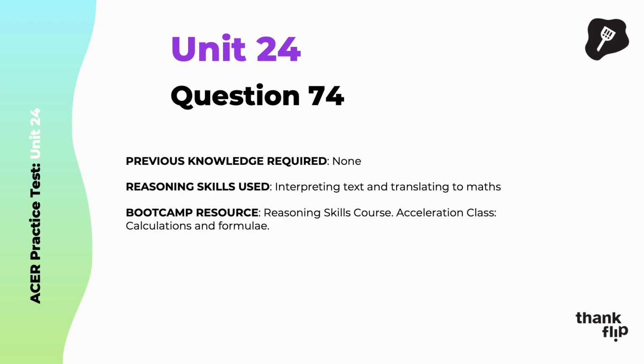So for this question, all the information that you needed was provided to you, and the reasoning skills that you needed to use were being able to interpret that text and translate that to a little bit of maths. Now, there is a half-life formula that you could use as previous knowledge. However, it wasn't necessary in this question, because it would have honestly taken longer for you to figure out that equation and solve it that way than by just doing the method that was shown before. So the bootcamp resources that can help with this are the reasoning skills course and the acceleration class on calculations and formulae.